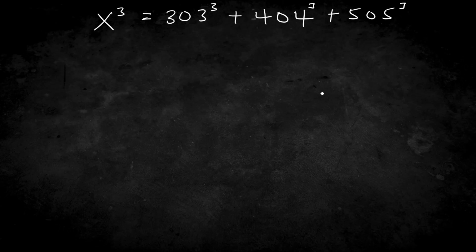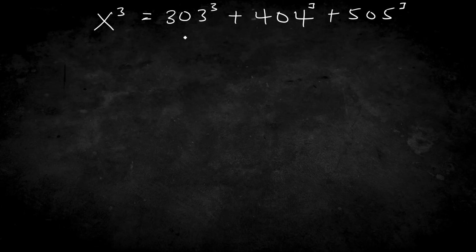Right, let's solve for x. We are given x cubed equals 303 cubed plus 404 cubed plus 505 cubed. Okay, so let's see how we can address this.